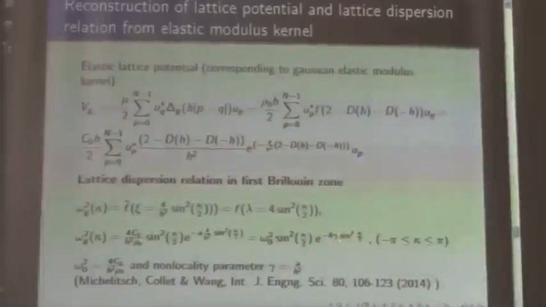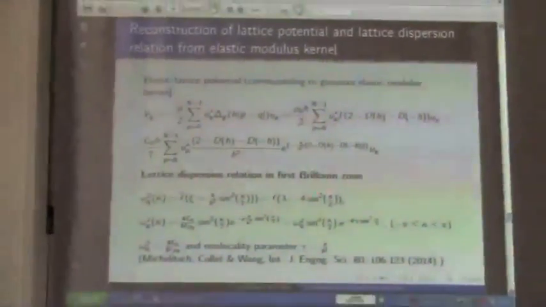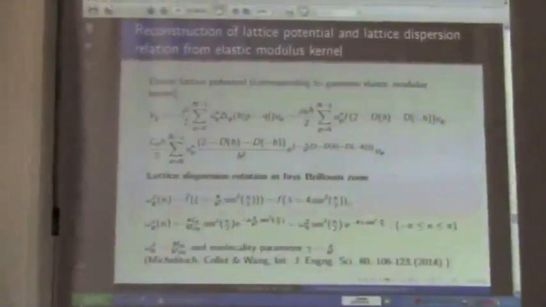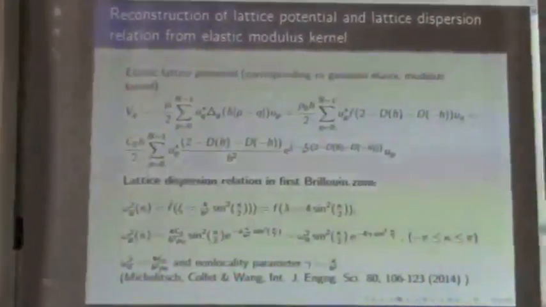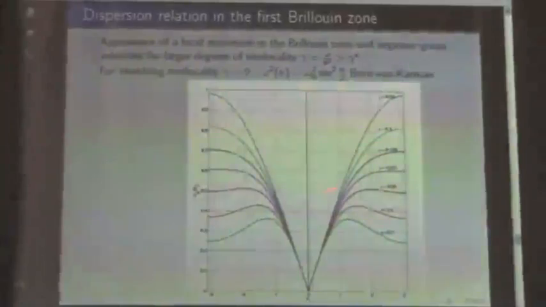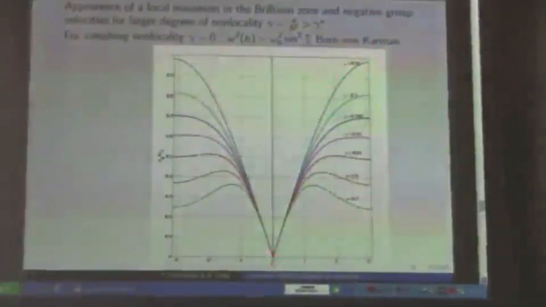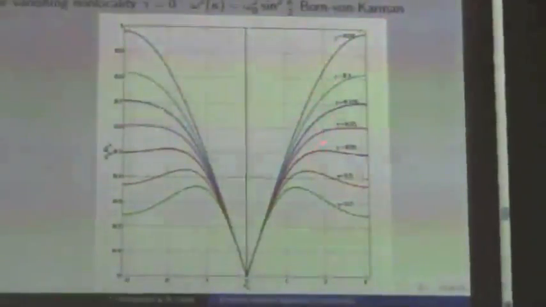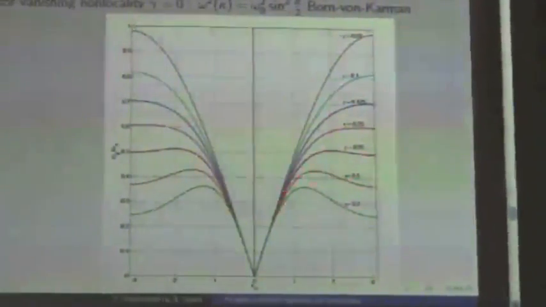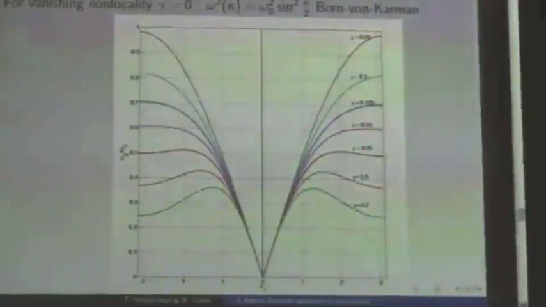When the non-locality parameter is equal to 0, we have local Born von Karman behavior, a next neighbor chain, and if we switch on the non-locality, we have this modified dispersion relation, which we can now look at. So gamma equal to 0 or almost 0 is Born von Karman, sine square in the first Brillouin zone, but by switching on, we can generate rather unusual behavior. For instance, we can create a new maximum within the Brillouin zone. Outside it's always 0, but for symmetry reasons.